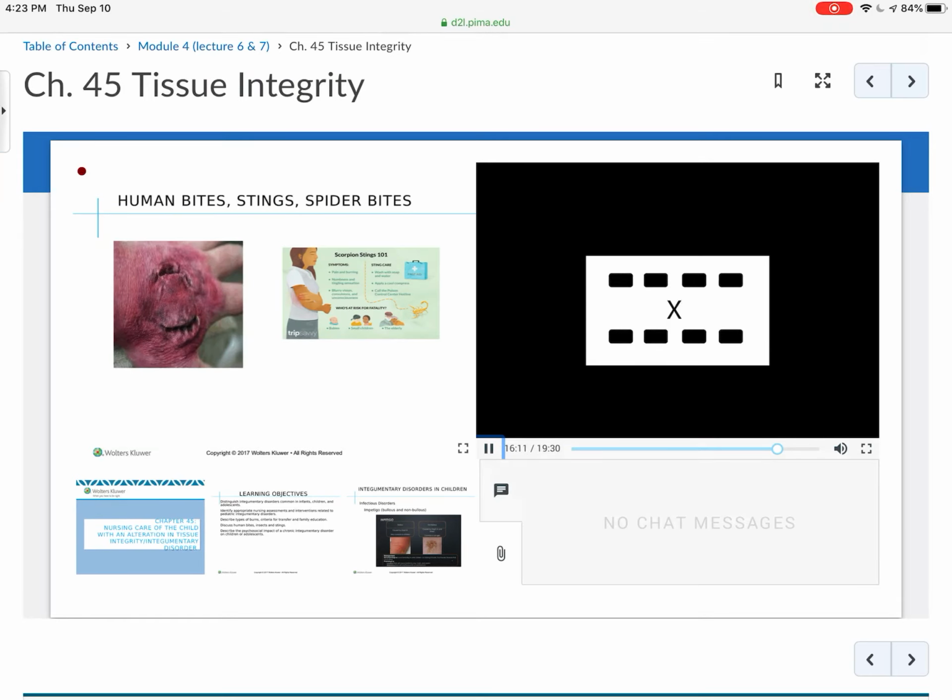Human bites and stings and spider bites. So human bites are very dirty. We see dog bites a lot. Any human bite or dog bite is reportable to the police department. Animal bites, any type of animal bites, are reportable to animal control. A lot of times we see fights, especially in the adult world, where human bites have become very, very infected. That's a really nasty picture I found on the internet.